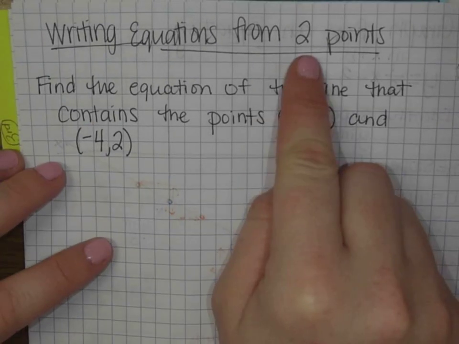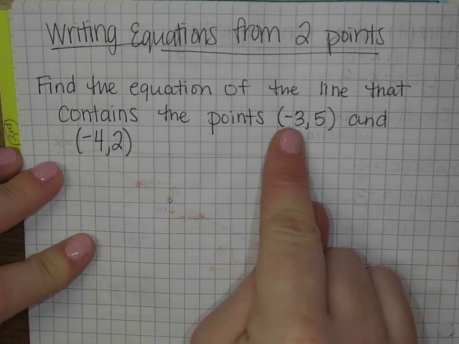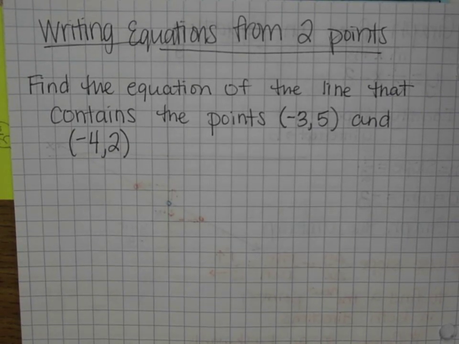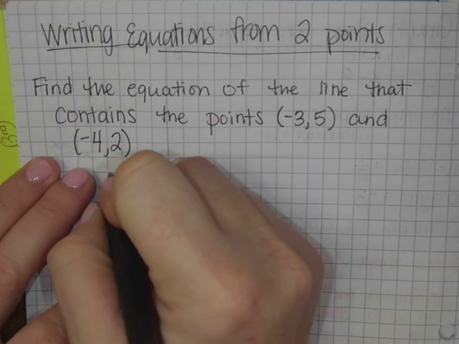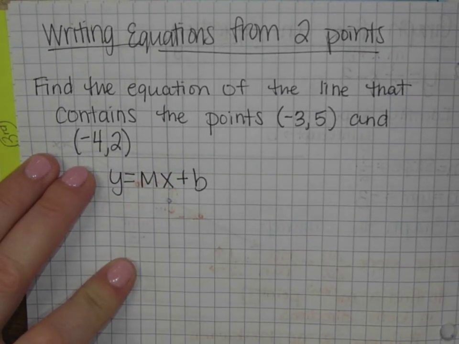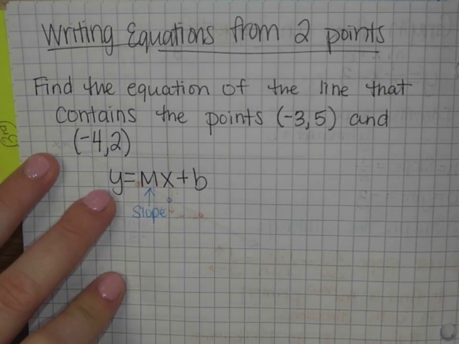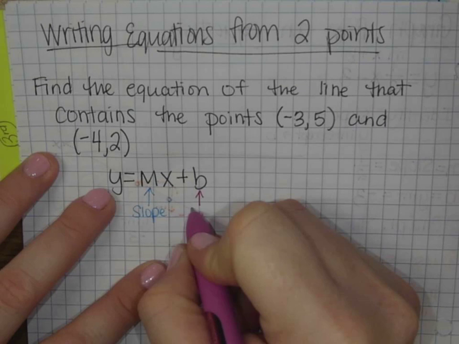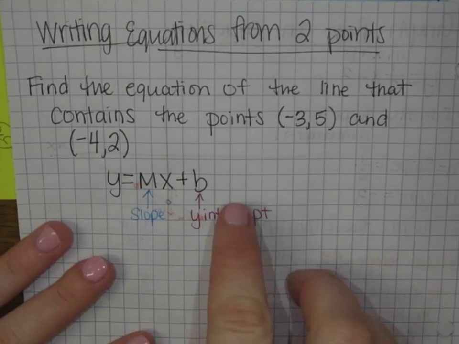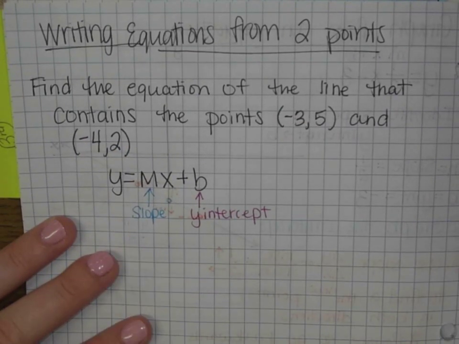Writing equations from 2 points. So if you have a question that says, find the equation of the line that contains the points -3, 5, and -4, 2. Well, in order to have an equation, we know that we have to have y equals mx plus b. Remember, the m is slope, the b is the y-intercept. The y-intercept is kind of challenging on these, so let's find the slope first.